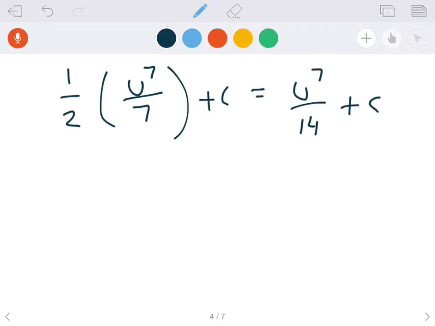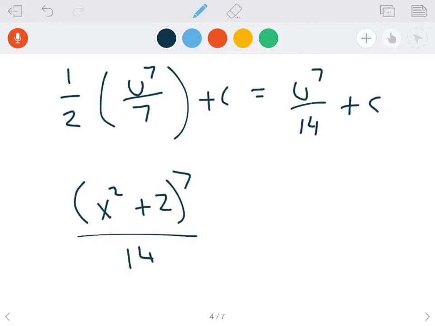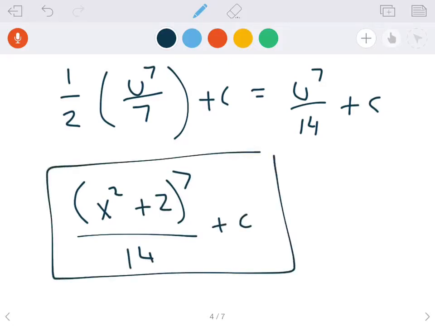I can't leave my answer in terms of u, so I have to go back and say, oh yeah, u is x squared plus 2. All that's raised to the 7th over 14 plus c. Done.